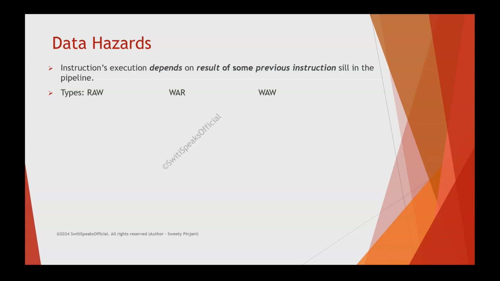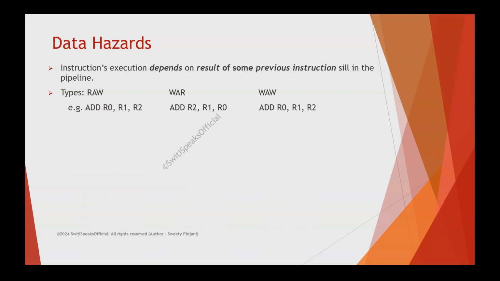Then we have write after write hazard. Now what will happen in a write after write hazard? I am writing a value to a register and the value is not yet written, and in the second instruction I am again writing a new value. So this is a write after write hazard.